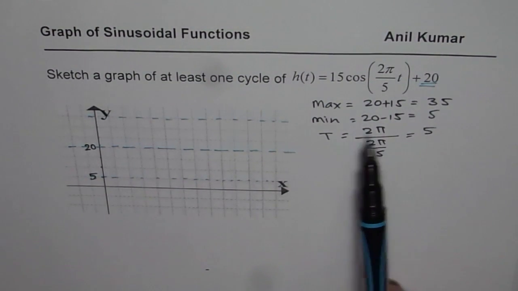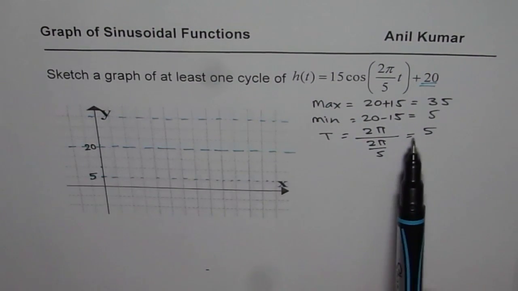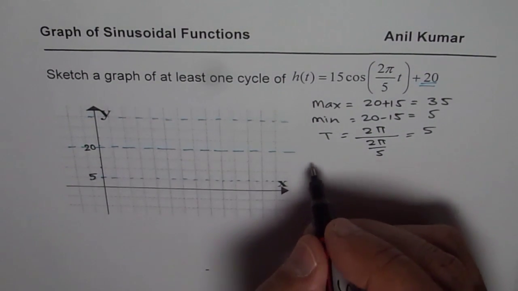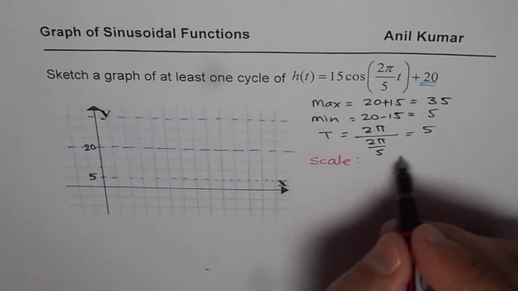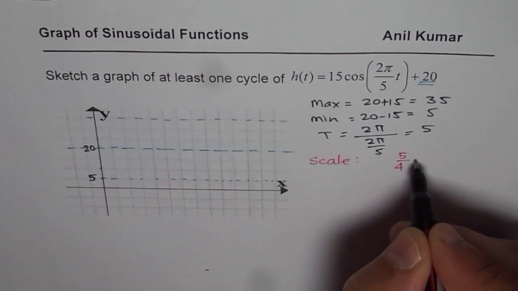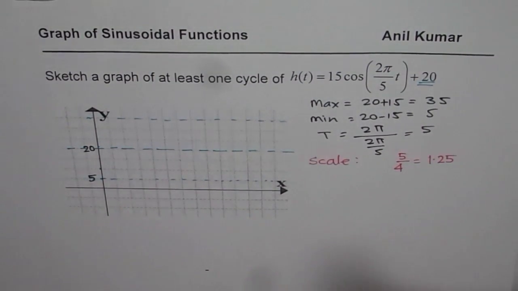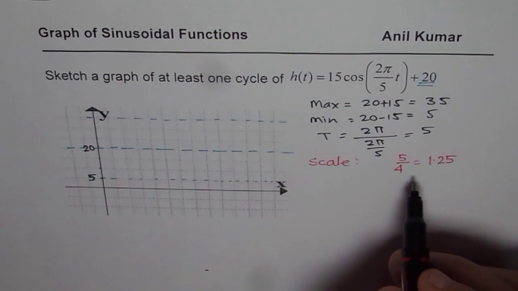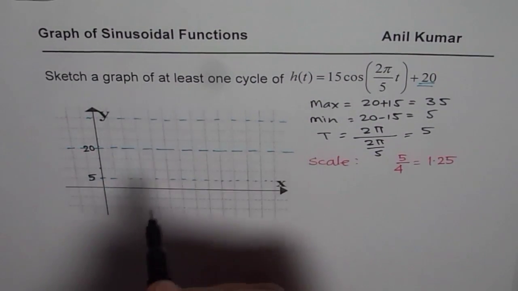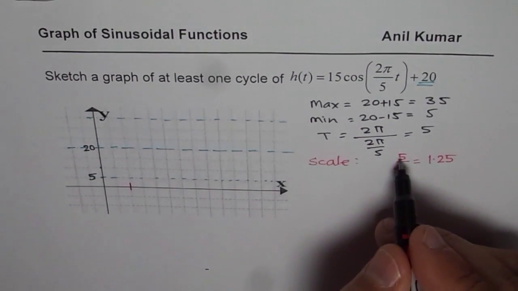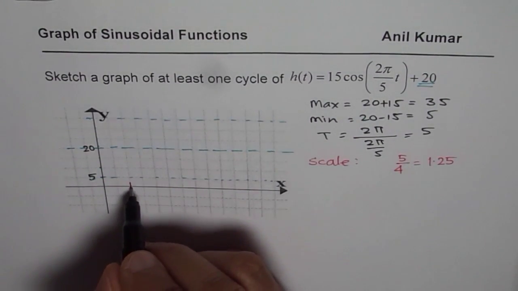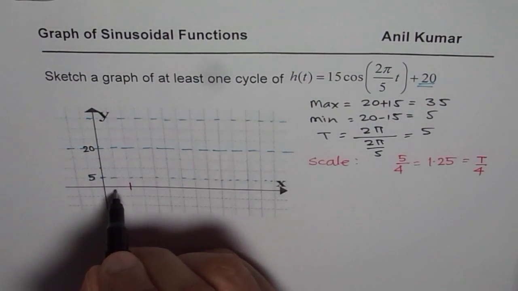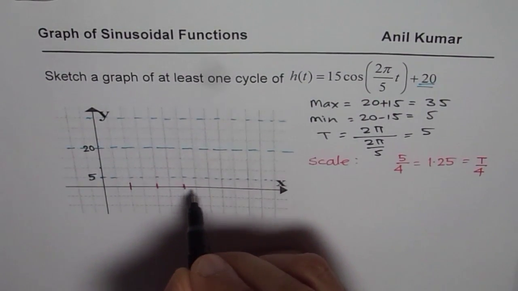One full time period for a cycle is 5 units. What we normally do is divide this 5 into 4 equal parts. So how to select a scale, that is what we are discussing. Horizontally, we'll divide 5 by 4, so we get 1.25. If I take a unit as 1/4 of the cycle, then each unit will be 1.25. So 1/4, then 2 units is 2/4, 3/4, and 4/4.